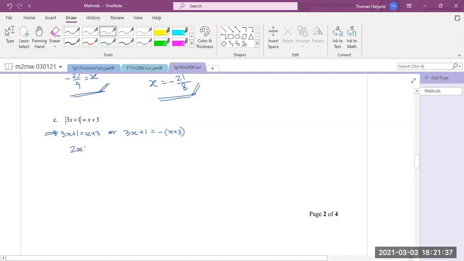So this is 2x equals 2, so x equals 1. This is 3x plus 1 equals negative x minus 3. So 4x equals negative 4, so x equals negative 1. Check. When x equals 1, I get absolute of 3 times 1 plus 1. Is it equal to 1 plus 3? That would be absolute of 4. Is it equal to 4? That's right, 4 equals 4.